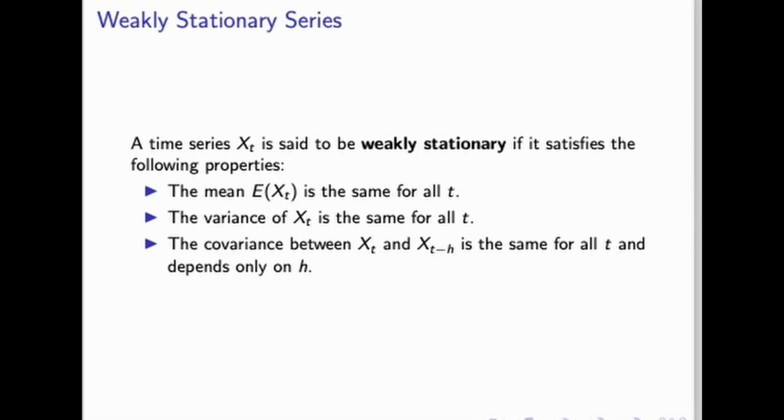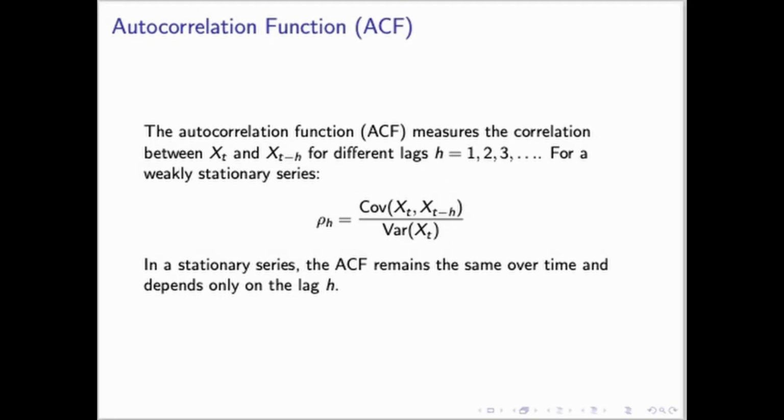Now, let's talk about some characteristics of time series data. A time series is weakly stationary if it meets 3 criteria: constant mean, constant variance, and constant covariance, depending on only the lag. The stability over time is crucial for many time series models. The autocorrelation function, ACF, measures how past values influence future values at different lags.